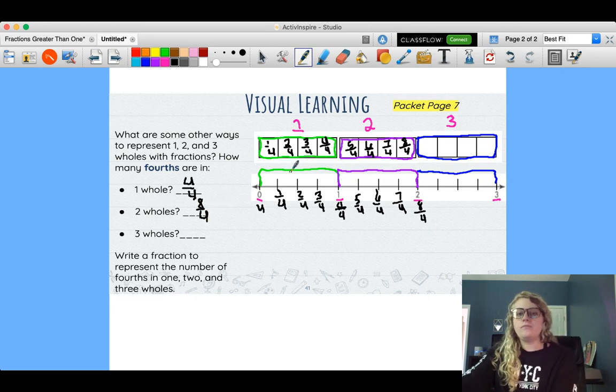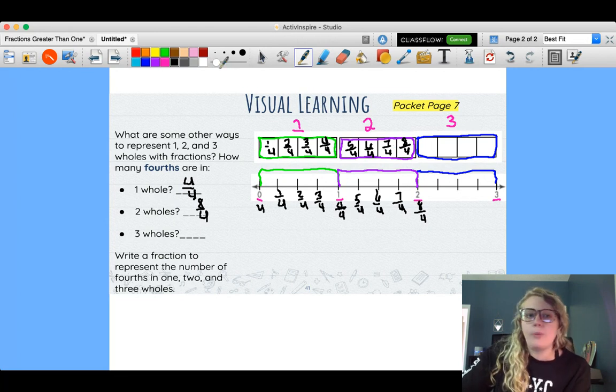And then finally, moving on to our last whole, our third whole, also partitioned into 4 equal parts. So our denominator is not changing. We've already counted all of these 8 pieces. And so moving on, when we start down here, we have 9 fourths, 10 fourths, 11 fourths, and then 12 fourths.